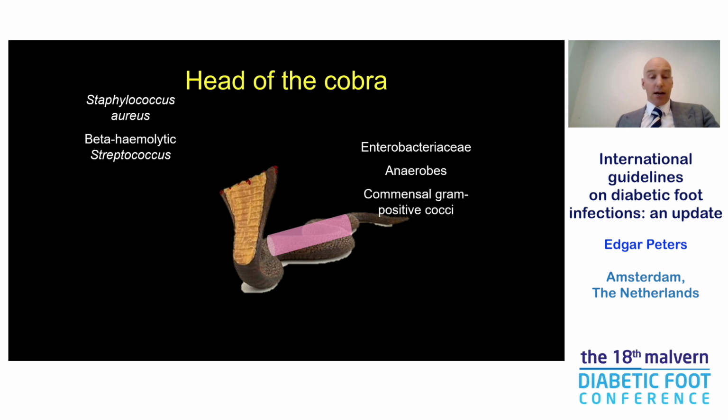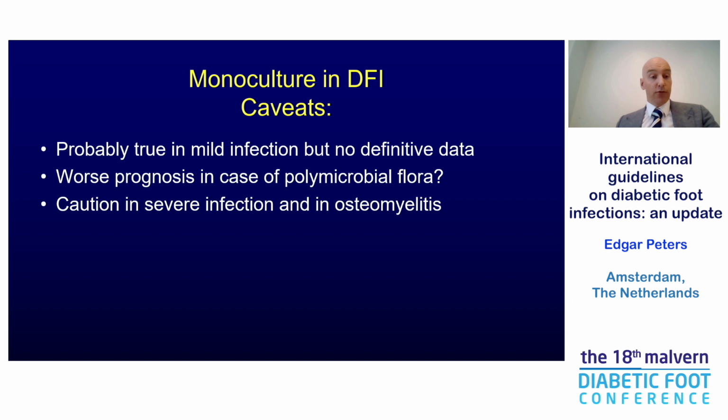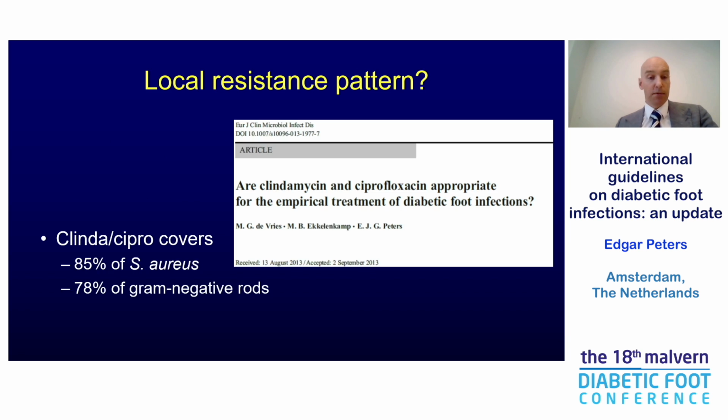Well, is that paradigm true for all diabetic foot infections? Well, it's probably true in mild infections. We think that you only need to cover Staph aureus and streptococci, but we don't have any definite data yet. Maybe the prognosis is worse in case of polymicrobial flora. And we have to be cautious in case of severe infection and osteomyelitis because the stakes are higher. So it's more likely that a person can lose their leg or maybe even their life.